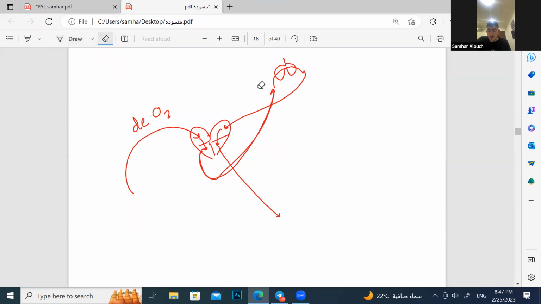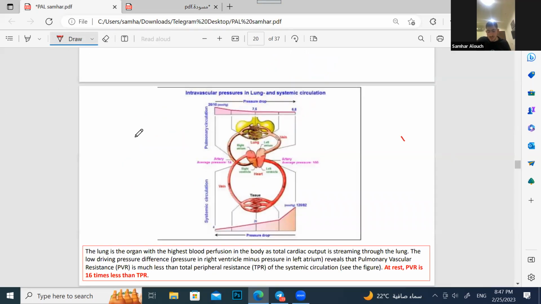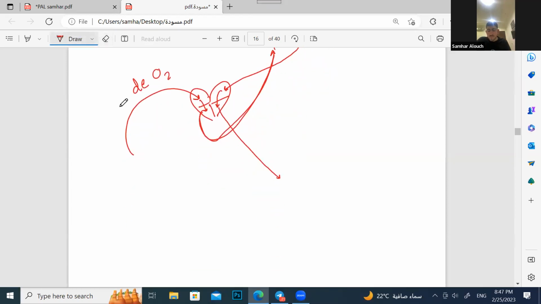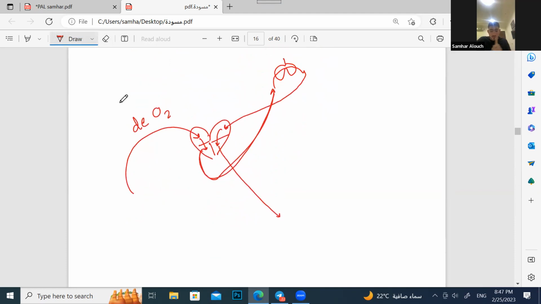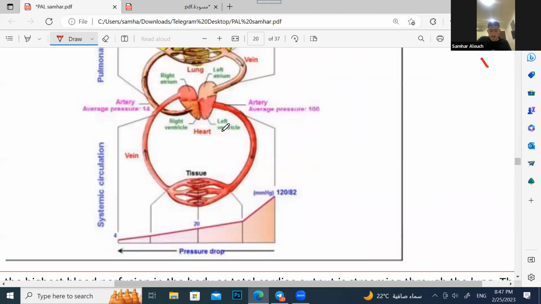Okay, so now what are the differences between the pulmonary circulation and the systemic circulation? We have 4 or 3 differences, depends. Okay, so now let's start. The first difference is the left ventricle. Normally, when the left ventricle pushes the blood into the body, it goes through the arteries with a very high pressure, 120, because it's going to the whole body. So the left ventricle is very thick, and it pushes the blood with a 120 pressure.